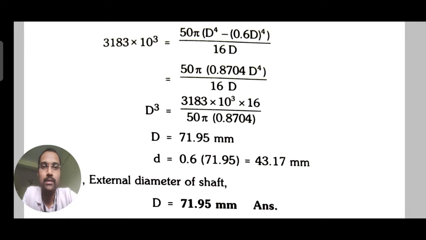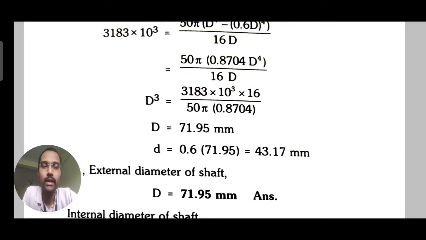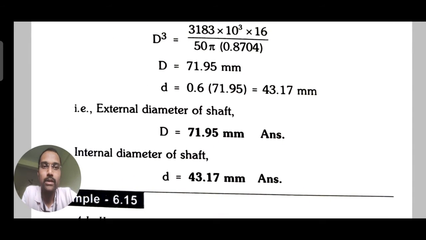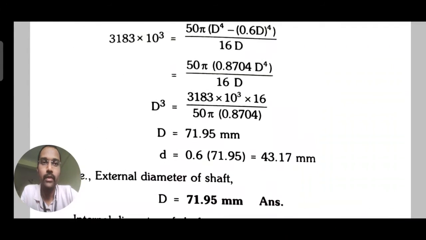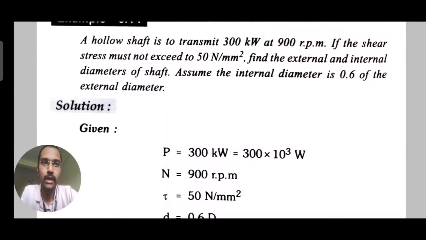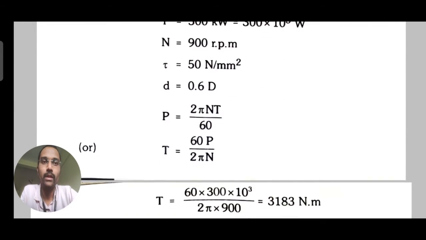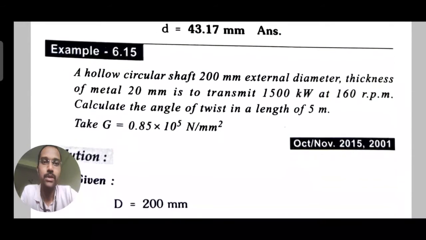How to find small d? As per the given statement, it is 0.6 times capital D. So multiply 0.6 into 71.95, the external diameter, and we get the small d value as 43.17 mm. So these are the values we have found for the hollow shaft. The external diameter is 71.95 and the internal diameter is 43.17 mm. This is how we find the diameters for the hollow shaft. Okay, so two different cases we have observed.